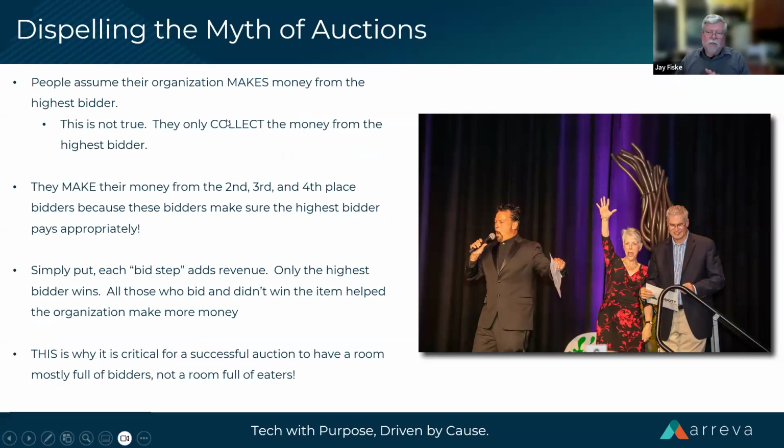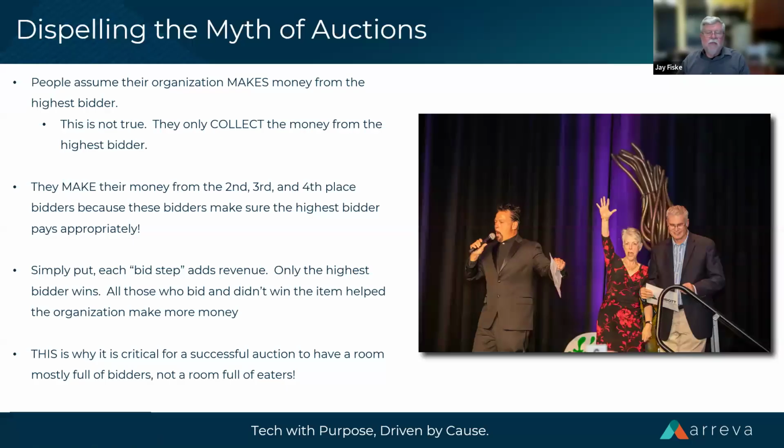There's a myth of auctions, and the myth is that we make money from the high bidder. Well, that's just logical, Jay. Of course, we make money from the high bidder. We sell an item for $1,000. We made $1,000 from the high bidder. That's not entirely true. You collect it from the high bidder, but you actually make the money from the second, third, fourth, and fifth place bidders because they're the ones that make sure the high bidder pays appropriately.